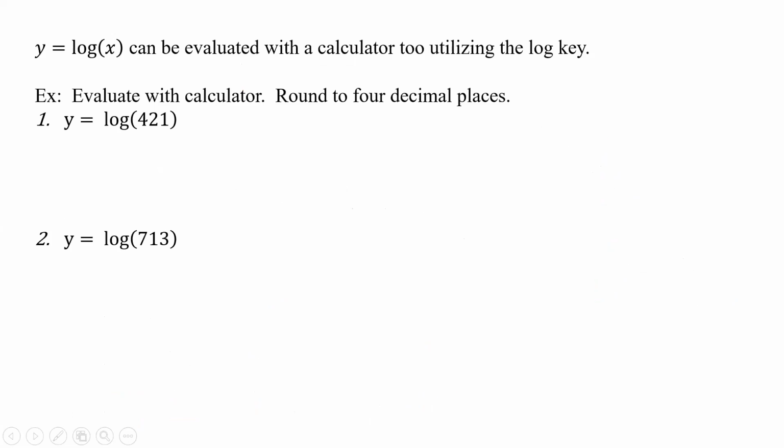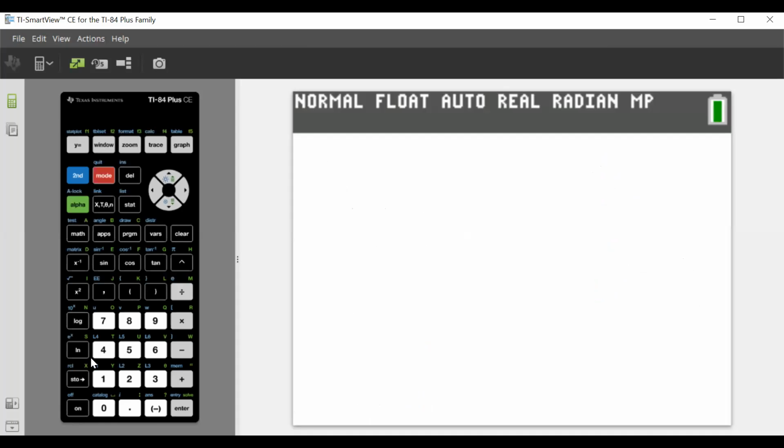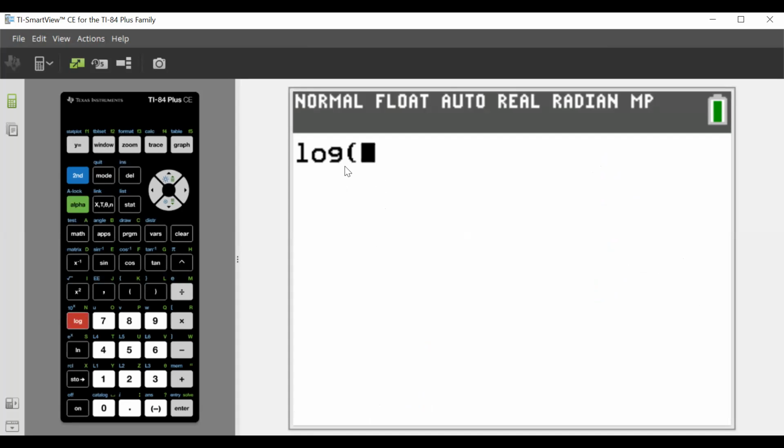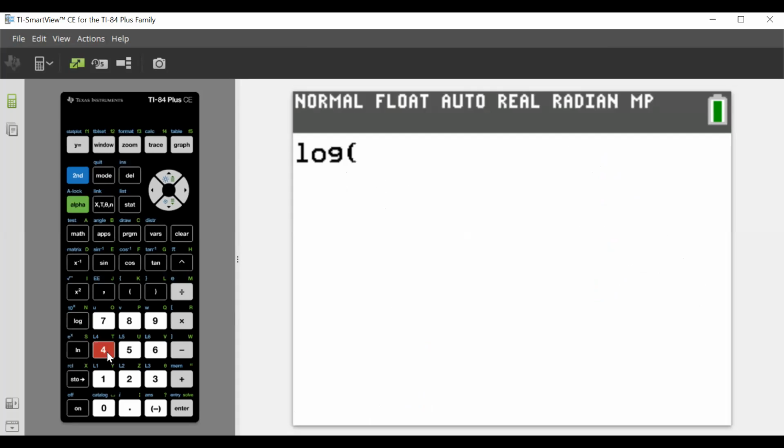So now we can do these with calculators, okay? And we're going to do that using the strictly log key if it says log, okay? So what we're going to do is we're going to go and plug these into our calculator, and we're going to solve and see what we get. So our log button is right down here, log, and it's going to say log, so we know we got the right one. And now we're going to type in 421, okay?